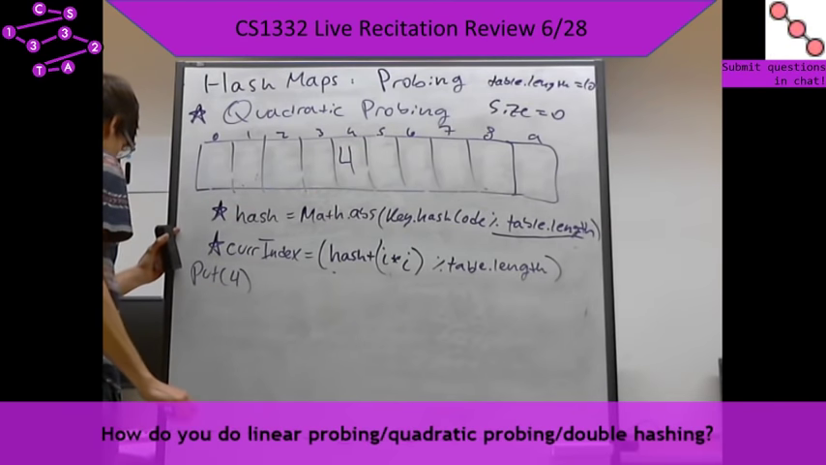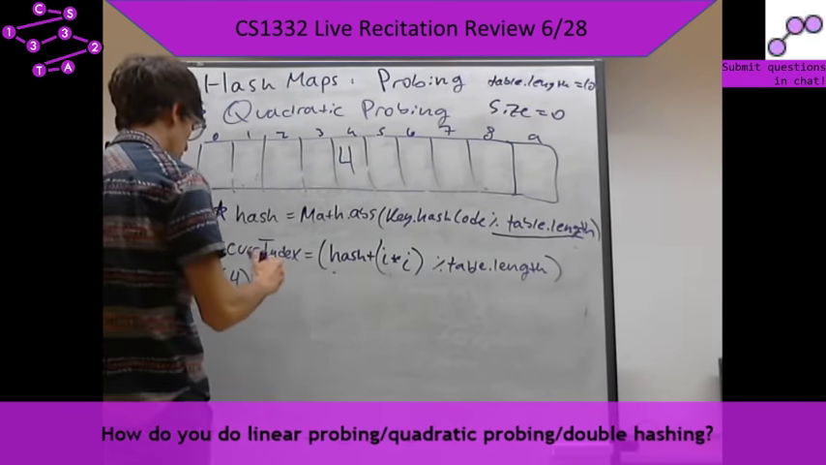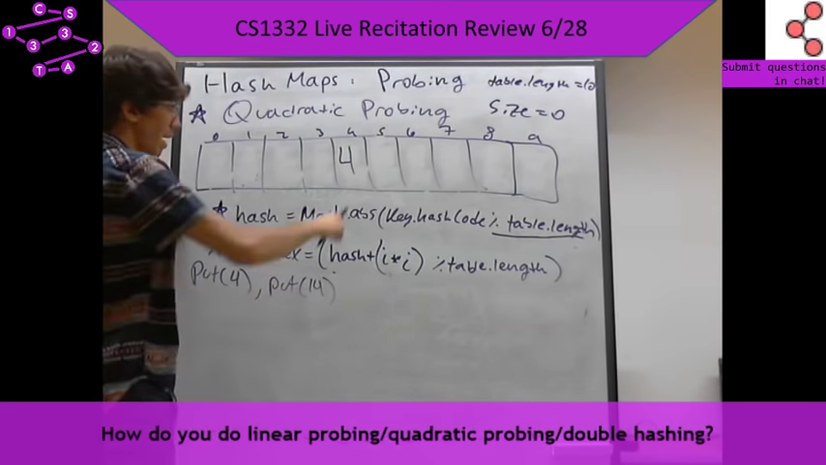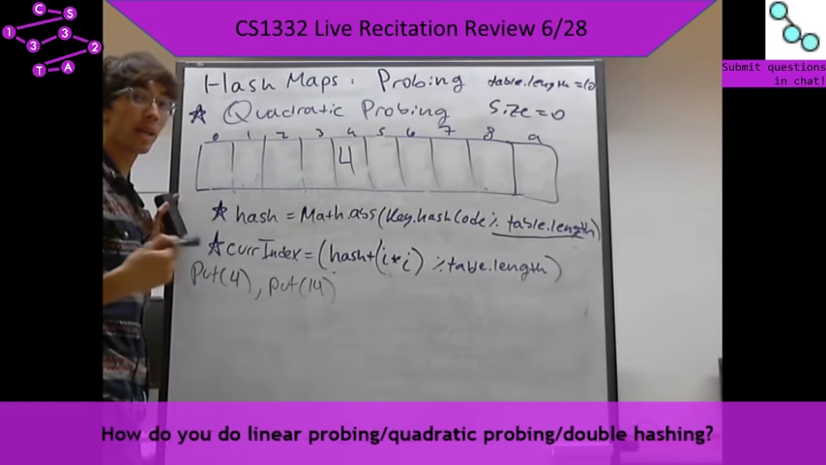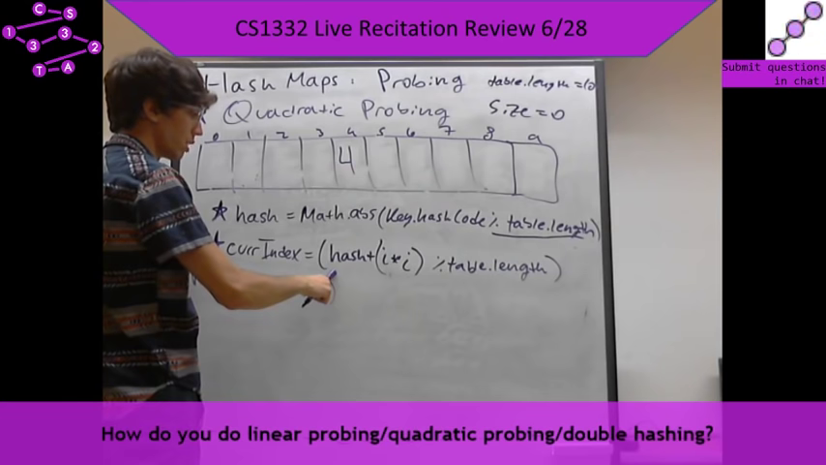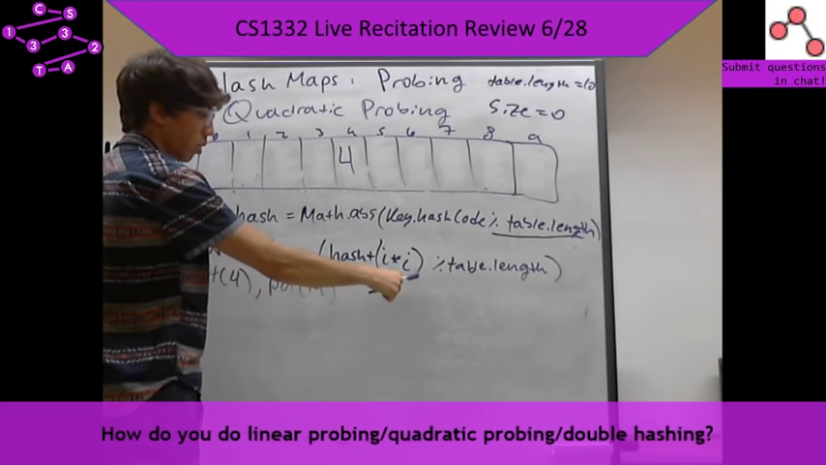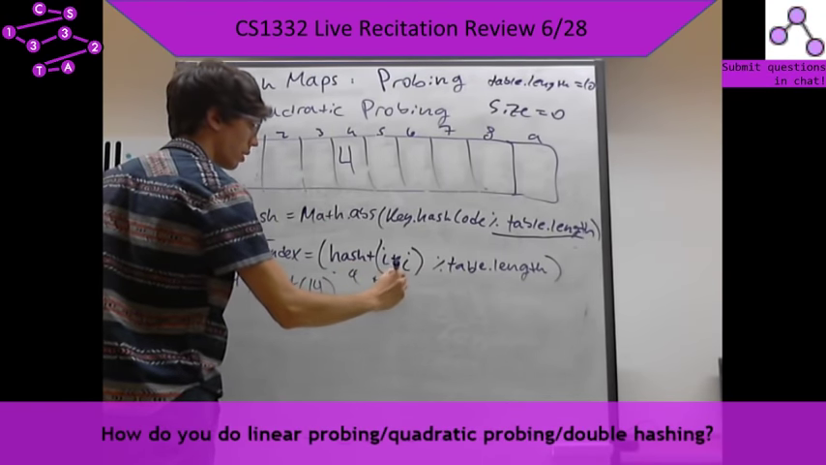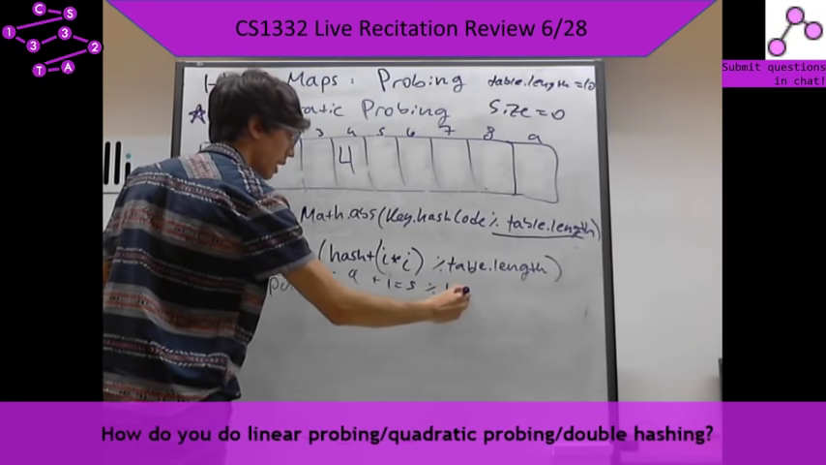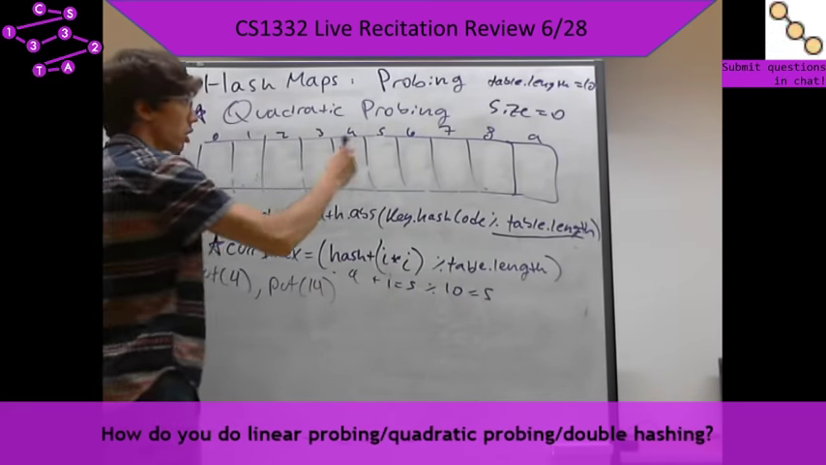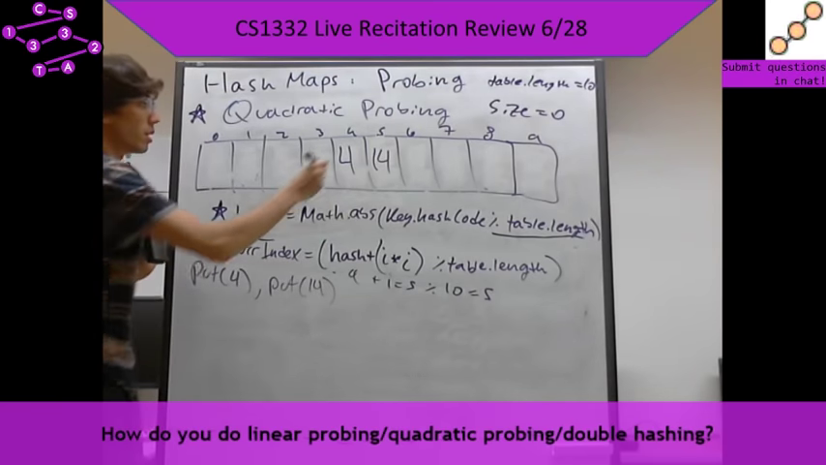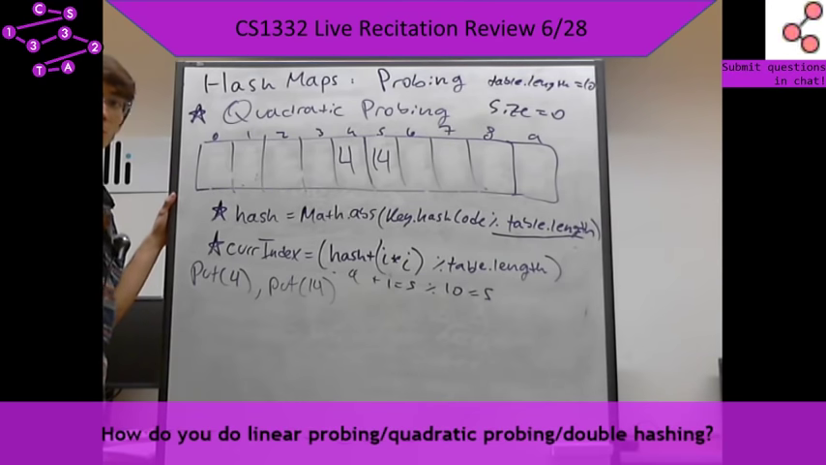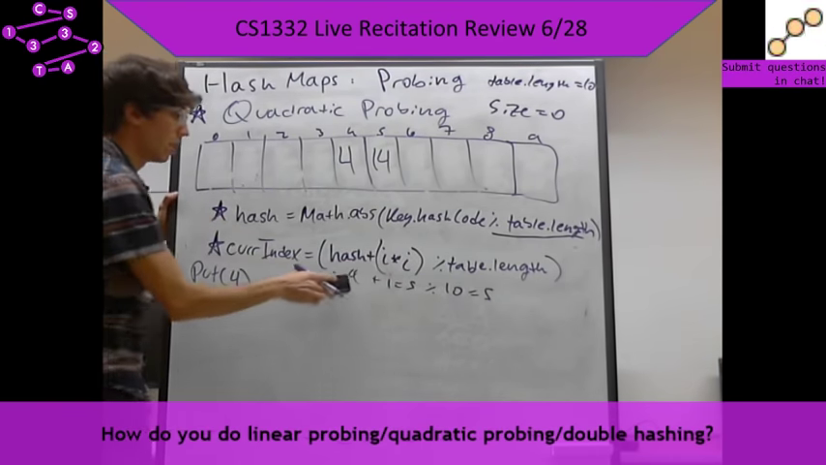Now when we do put 14, this is going to map us to 4. That's occupied, so now we'll let i be 1. Well, hash, which is 4, plus 1 times 1, which is 1, mod table length. So 4 plus 1 is equal to 5, mod 10 is equal to 5. So 14 is going to end up right here. Notice that your first probe in quadratic probing looks just like your first probe in linear probing, for the reason that i is 1 in both.